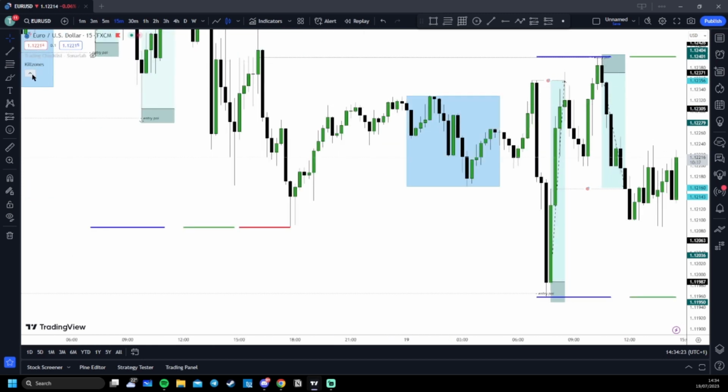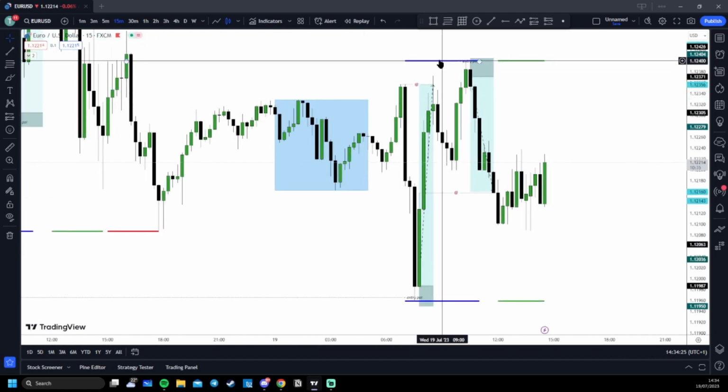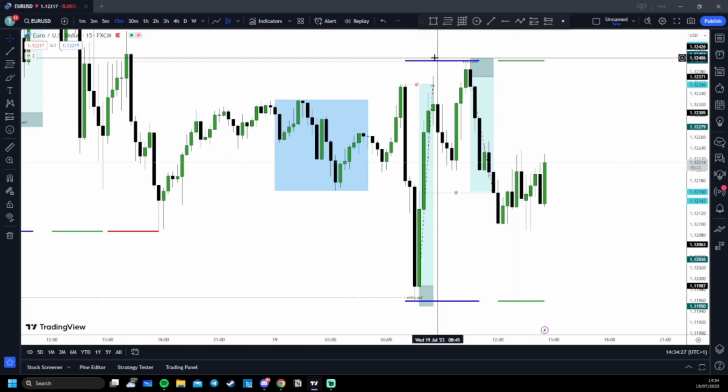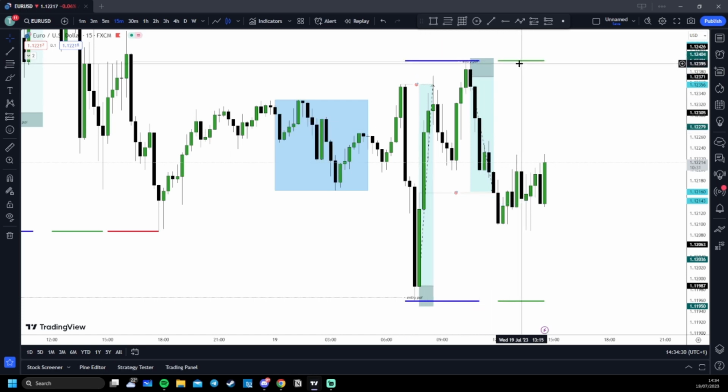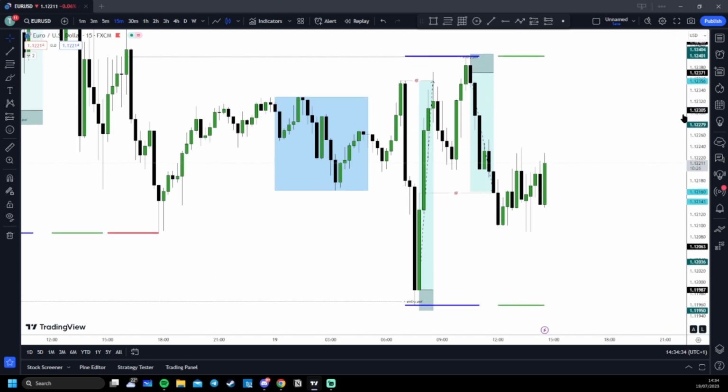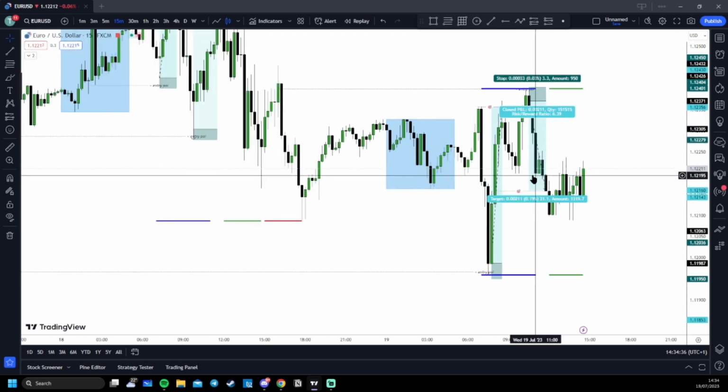So you hop on in the morning. Obviously this is the London session, this is the London kill zone, this is the start of New York. But obviously you're looking for key areas, like above and below liquidity, to take trades from.